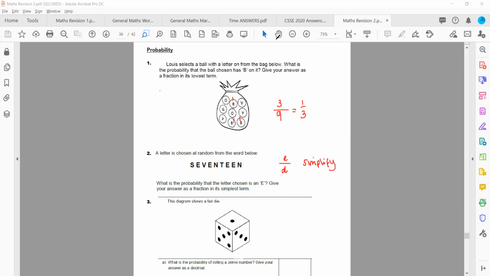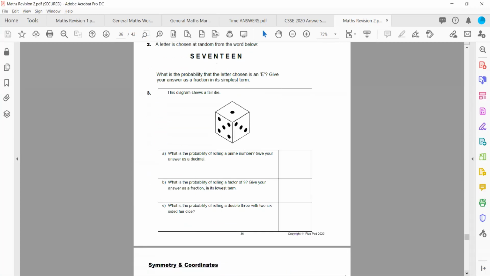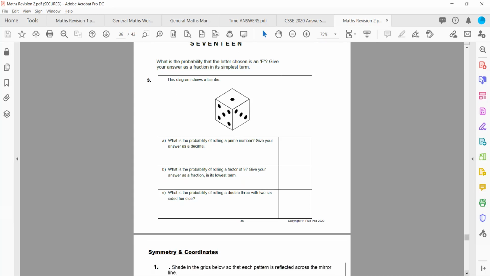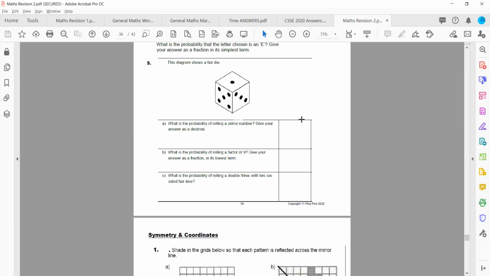Then we're going to come down, we're going to have a look. Another way that probability can come at you is in the form of dice questions. And we are going to look at consecutive probability here as well. So what is the probability of rolling a prime number? Give your answer as a decimal.